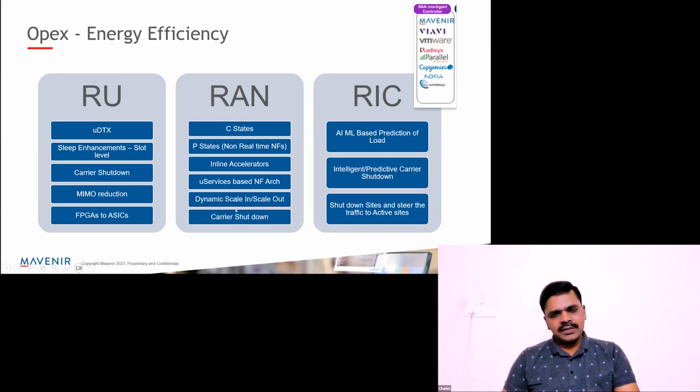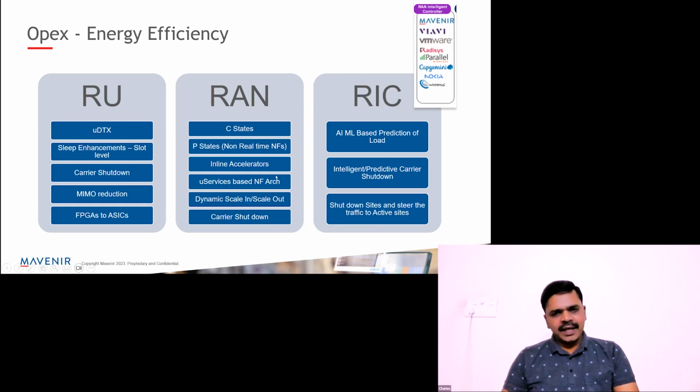So when it comes to the RAN side, primarily it's all in the software domain. You can see that C states and P states are some of the states in which you can put the CPUs in a low power mode, and in a given multi-core CPU, each core can be selected and put in a different state.